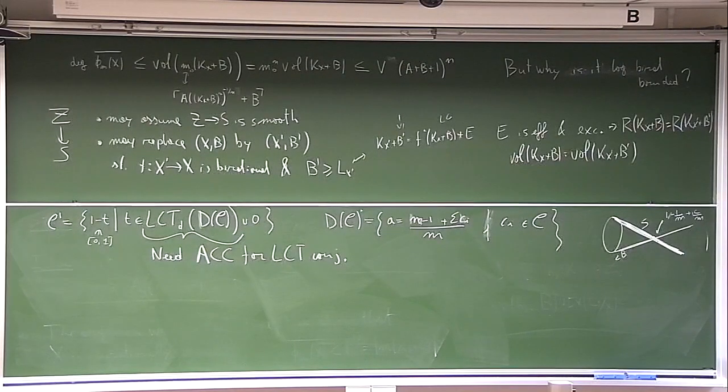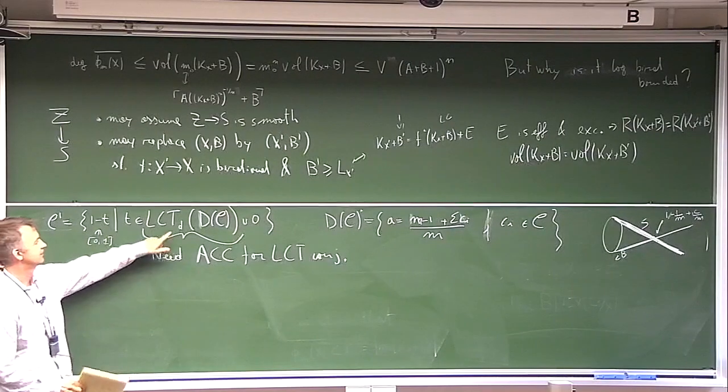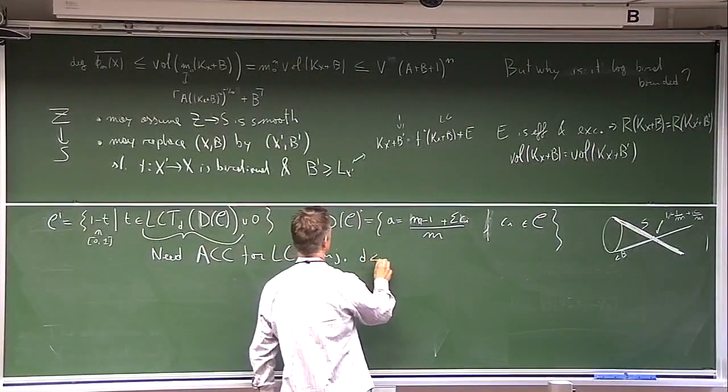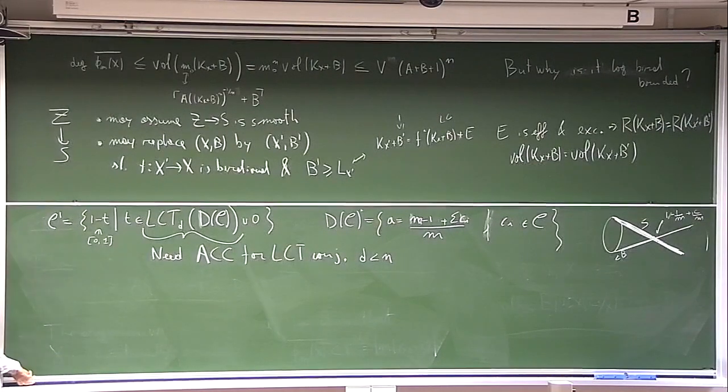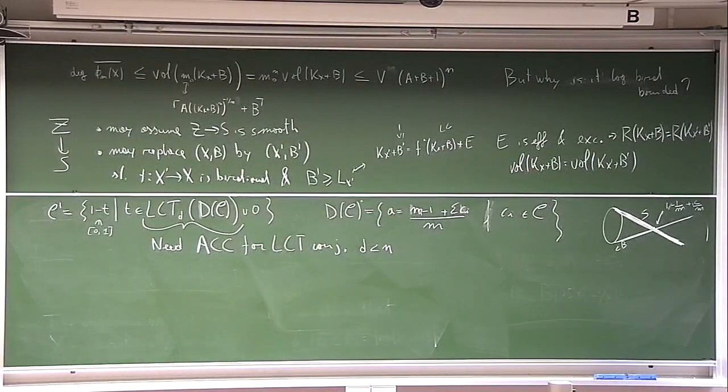Oh, wait. You said you were going to use this, but then... Yes. So it's going to be proved by induction. Actually, to prove the ACC for LCT, I need this boundedness in dimension 1 less. So there's sort of room to spare. Is this what you were going to talk about in the last lecture? Yes. Oh, no. And actually, that sort of turns out to be simpler than this stuff. Okay, so I'm happy to tell you about it another time. Because I'm going to miss that.